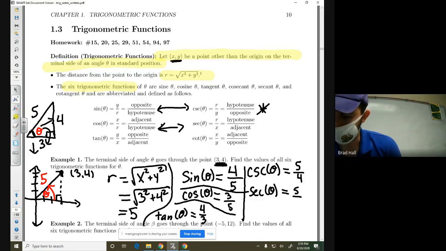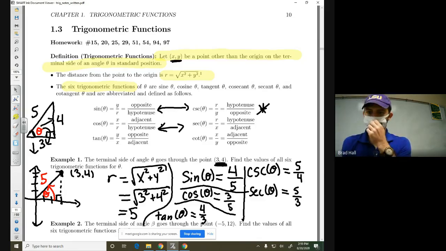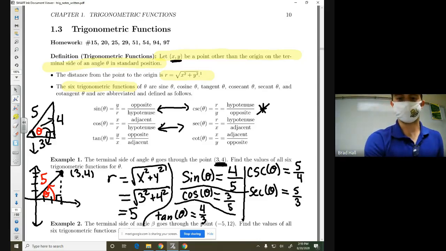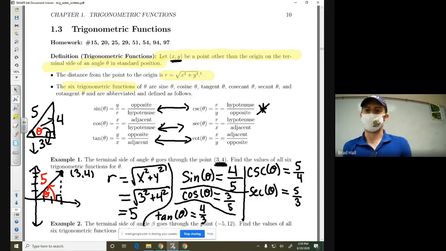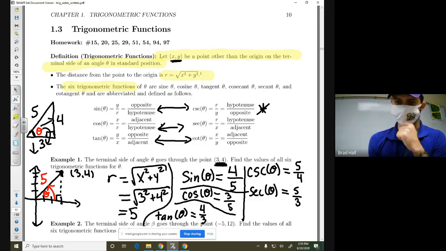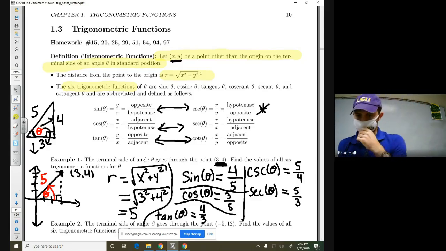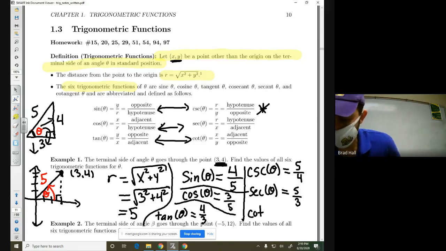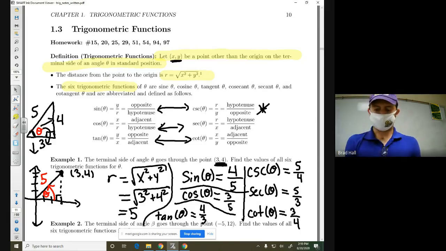So that's 5 over 3, or it's the reciprocal. That's the reason why these are written across like this in the definition. It's because of the associations, the reciprocal, they call them reciprocal identities. That's why they're written across like that, just to emphasize that association. And then tangent and cotangent. Cotangent is just tangent flipped. Tangent was 4 over 3, now it's 3 over 4. And that's all 6 of them.